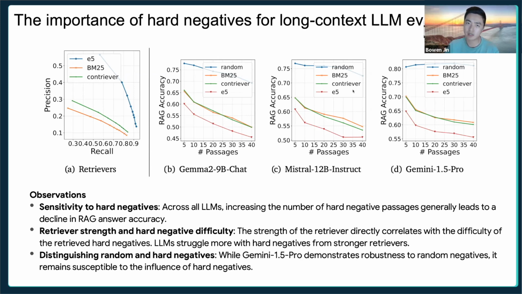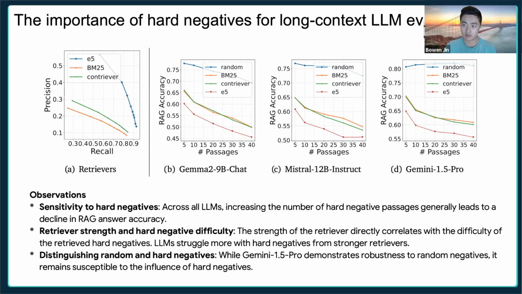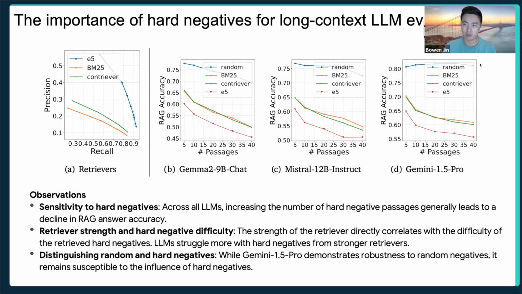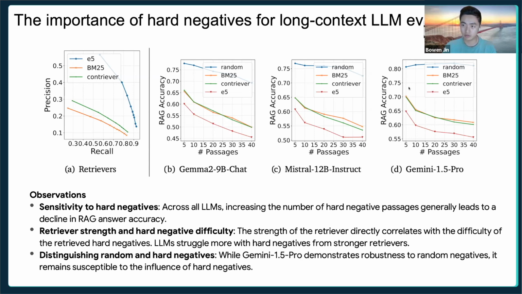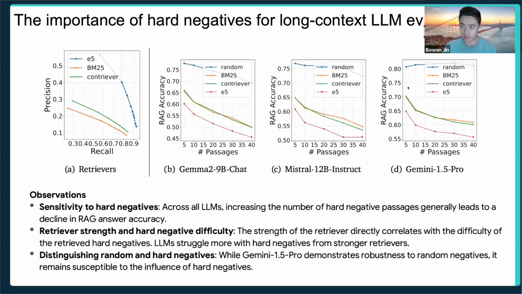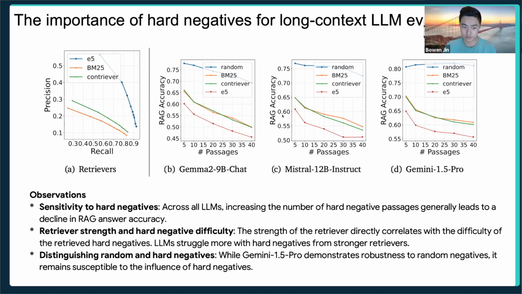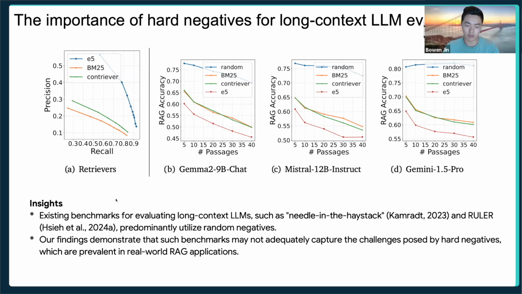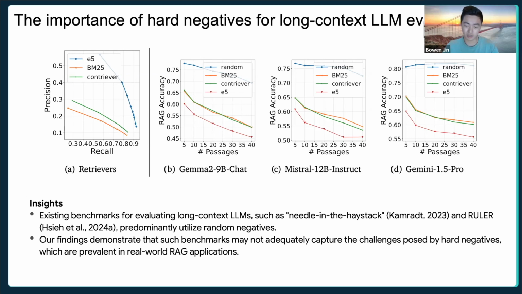And we suspect the reason is that when training Gemini 1.5 Pro, especially for long-context modeling, they introduce this kind of random negatives plus golden document training samples. So during post-training or pre-training, they have already learned the capability to pick out the golden document from random negatives. But still, this capability cannot generalize to a golden document plus hard negatives retrieved by different retrievers. The insight here is that existing benchmarks for evaluating long-context LLMs, such as needle in a haystack or RULER, predominantly utilize random negatives.